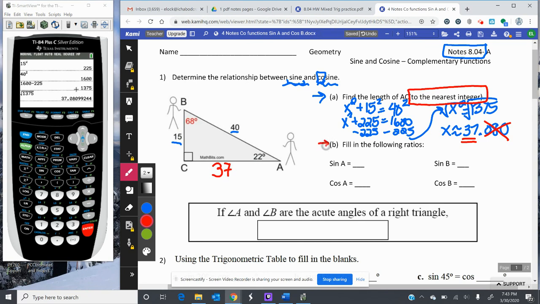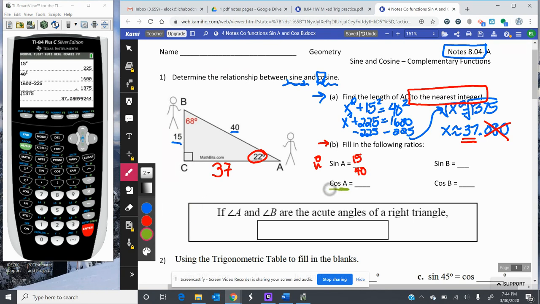Part B, we're going to fill in the ratios. So we just want the opposite to hypotenuse for sine and adjacent to hypotenuse for cosine. So sine from angle A. If we fixate on angle A for a second, sine is opposite over hypotenuse. So opposite it is 15. The hypotenuse is 40.